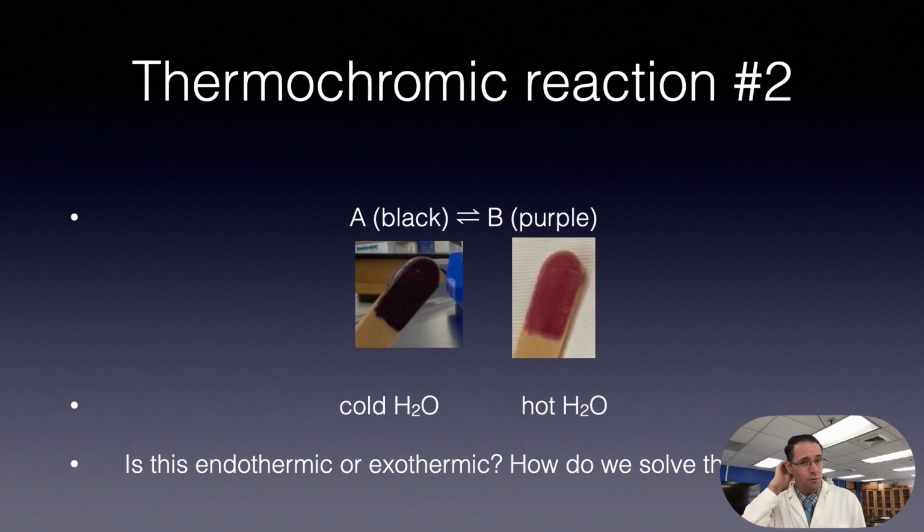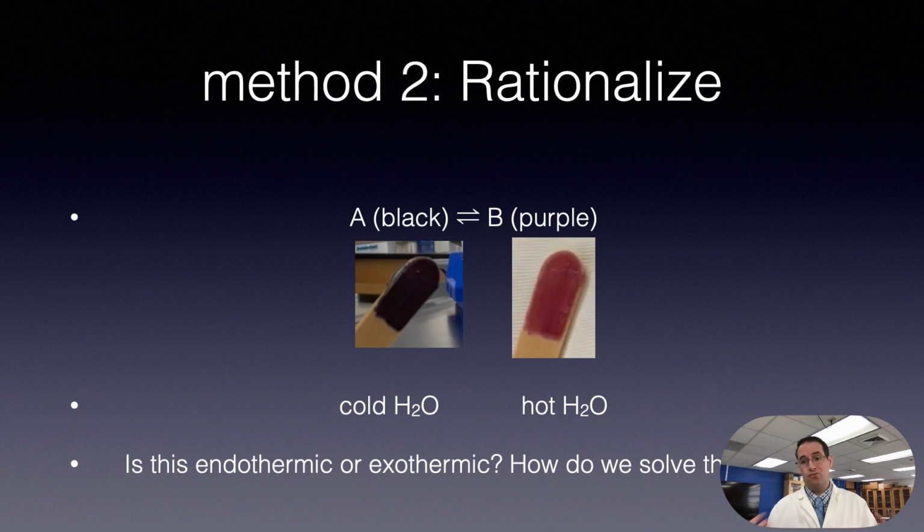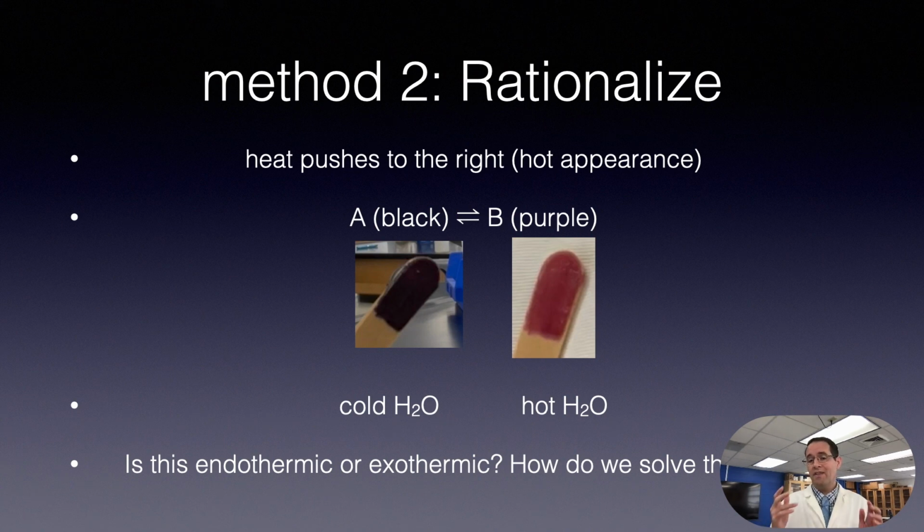Thermochromic reaction number two: we had this black popsicle stick in cold water and a purple popsicle stick in hot water. Now, the other way to do that is just to rationalize. Just in your mind, think and figure it out without doing trial and error. So we know that heat is going to push it to the right, which is the hot appearance. So heat's going to be on the opposite side of the chemical that's hot.